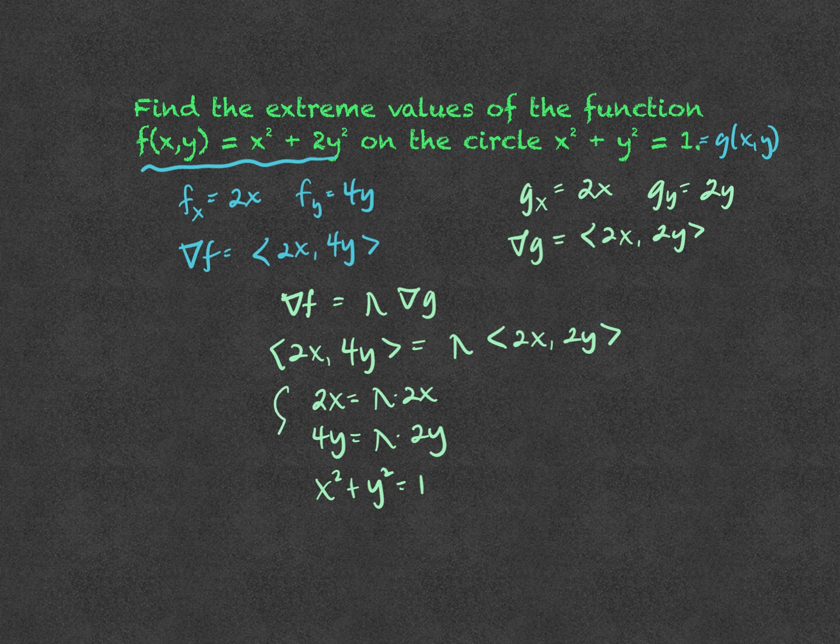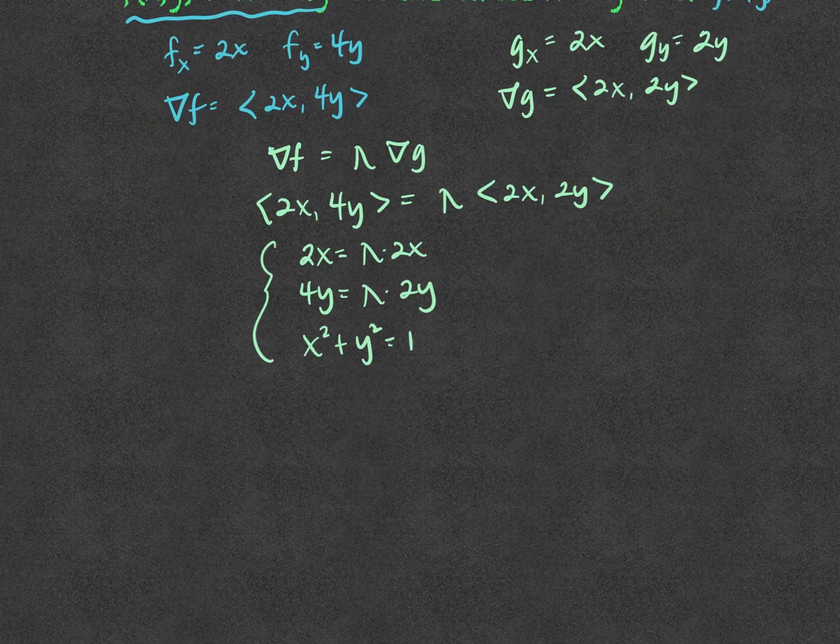These are the equations that we're going to work with, that come from the steps we looked at on the last screen, the method of Lagrange multipliers. We're going to solve for lambda and x and y, meeting these requirements. So let's take the top one, and we have 2x equals lambda times 2x.